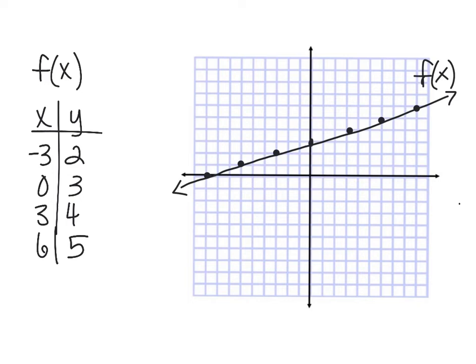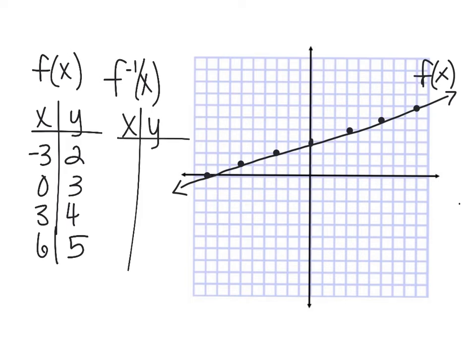Okay, so there's some points. Now, if I want to do the inverse graph, I know that in an inverse function, the x and y values are just switched. So if it was -3, comma 2, it has to be 2, comma -3. You just have to flip-flop them.